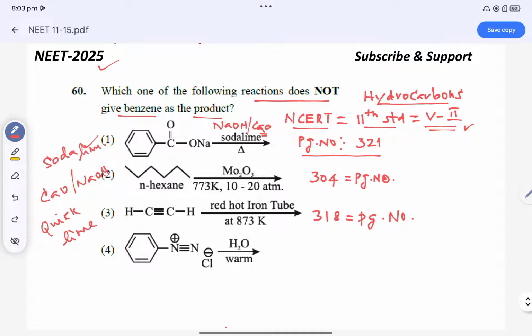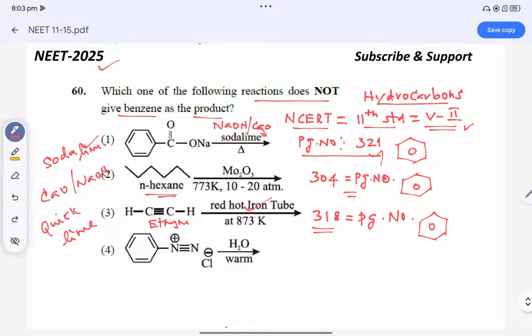If we add this, we get benzene. What is the reference? See page number 321. Similarly, n-hexane can give benzene; page number 304. It may also give benzene as one of the products. Similarly, this is ethane through a red hot iron tube. On page number 318, we may have benzene as the product.